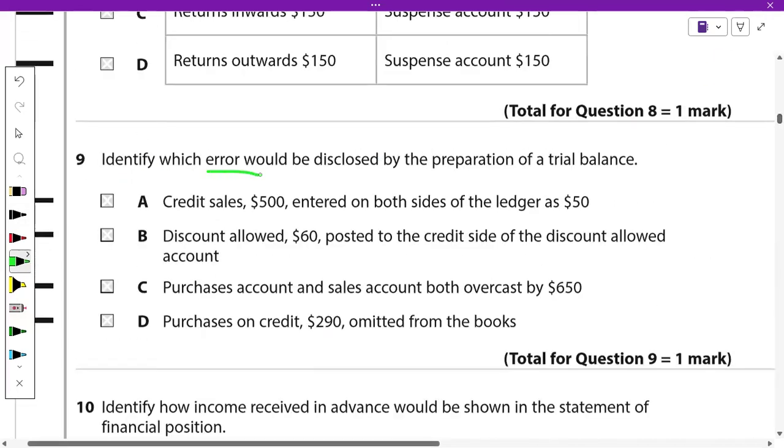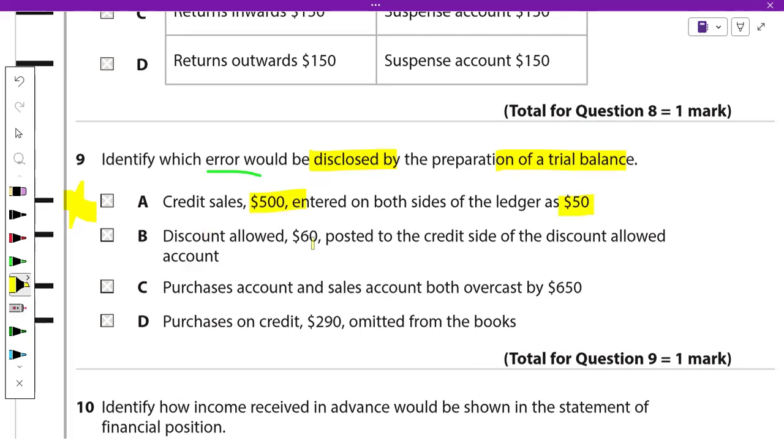Question number 9, identify which error would be disclosed by the preparation of the trial balance. Credit sales 500 and then on both sides of the ledger as 50. So if on both sides it is 50, it would basically balance, because on both sides 50 is written. That is why this is not it.